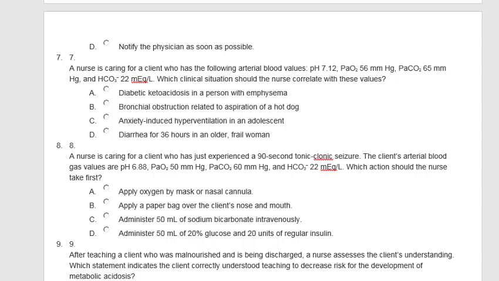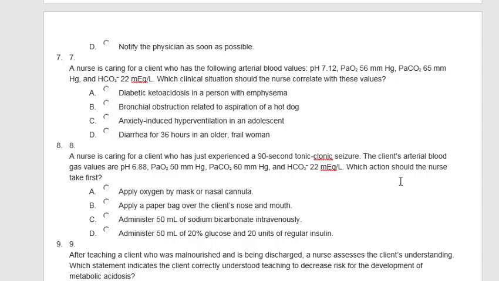The nurse is caring for a client who has just experienced a 90-second tonic-clonic seizure. The client's ABG is as follows: 6.88. Yikes, that's an acidosis. PaO2 of 50, again, super low oxygen level. CO2, 60. Okay, guys, this is another high CO2 level. 35 to 45 is normal. And then we have a bicarb of 22, which is normal range. So we have a respiratory acidosis with a low oxygen level here.